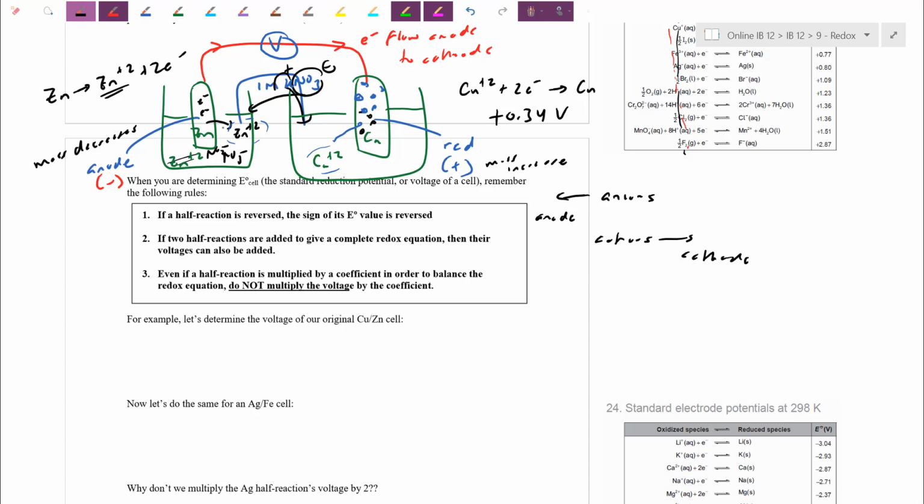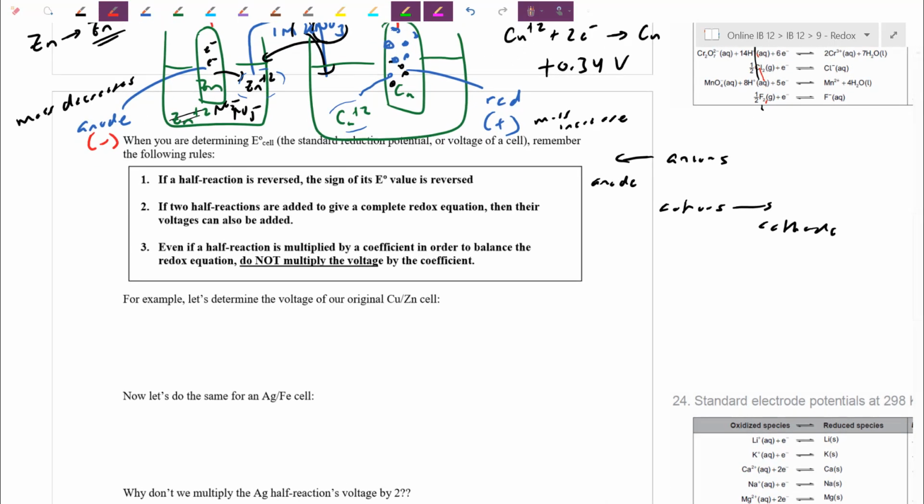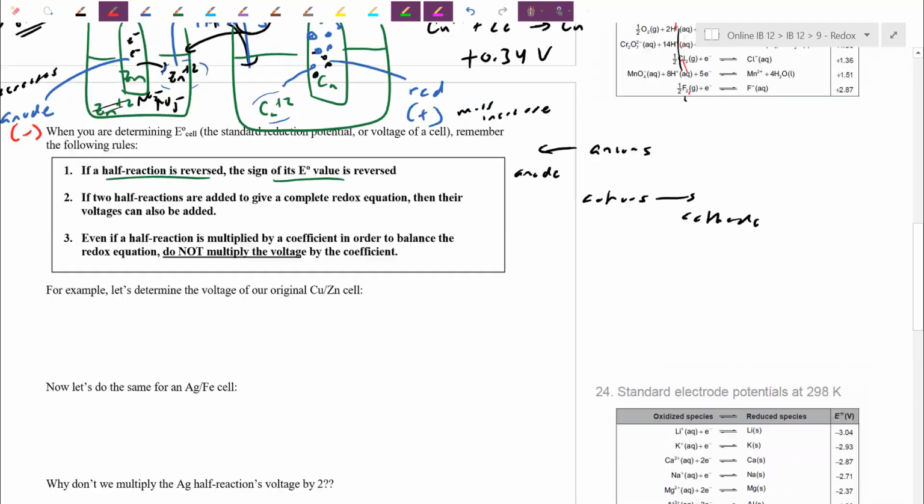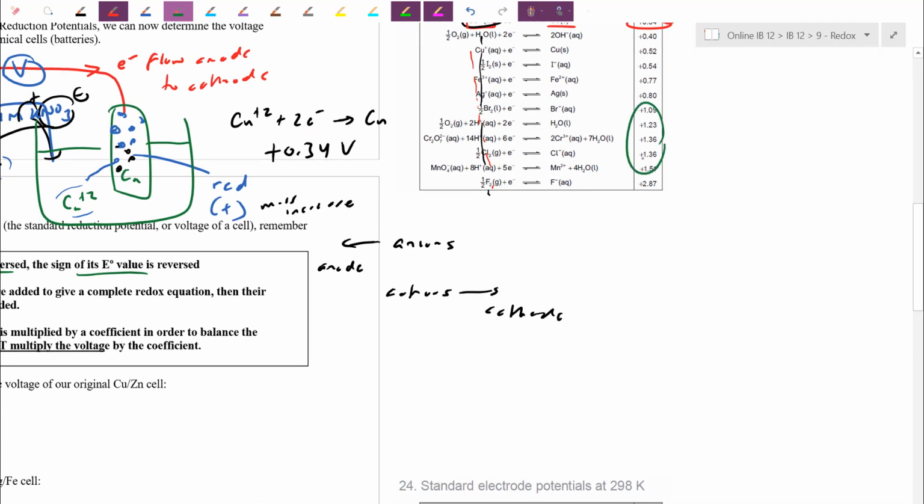Okay. So what we're going to do in detail here is just practice a little bit more voltage. When you're determining the E cell, the voltage that the battery is supposed to supply, remember these rules. Anytime you reverse a half reaction, the sign is reversed. These voltages are all for reduction potentials. Potential is that other word for just voltage. Careful, potential is different from potential energy.